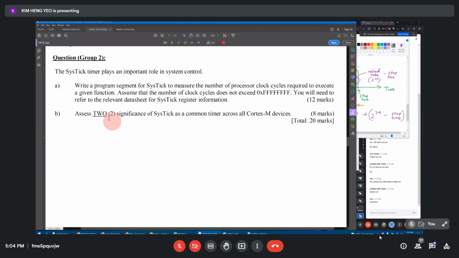So can you tell me two importance of having the SysTick timer as a common timer in all the microcontrollers? Okay, the important thing would be portability.